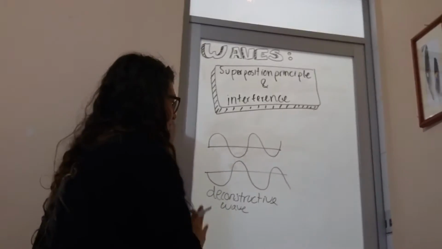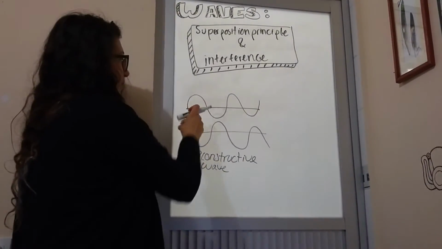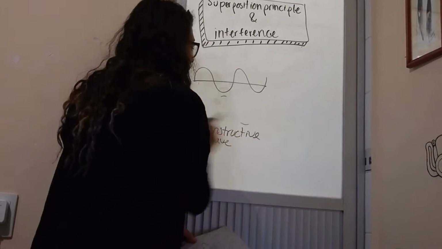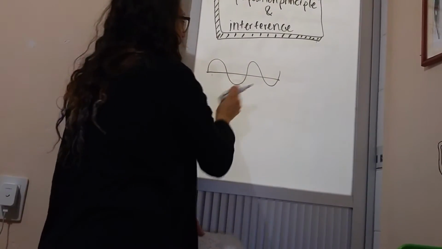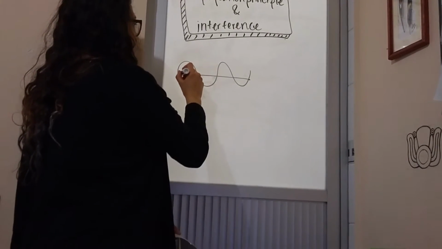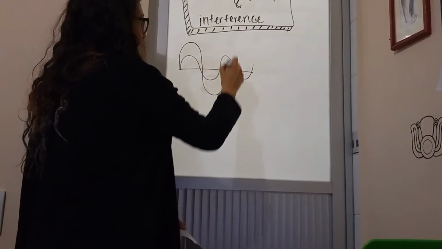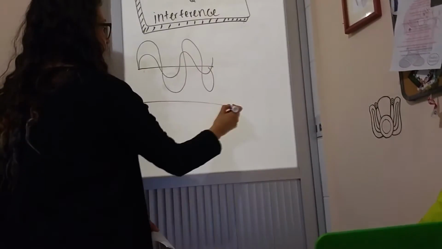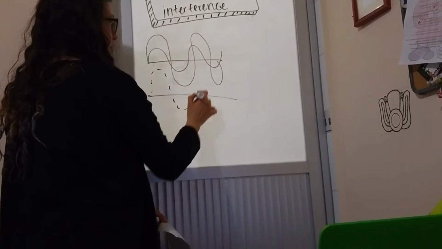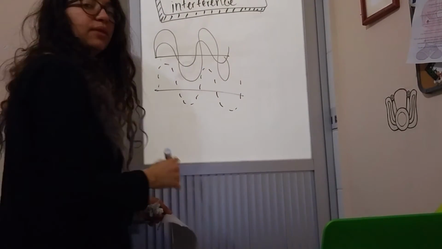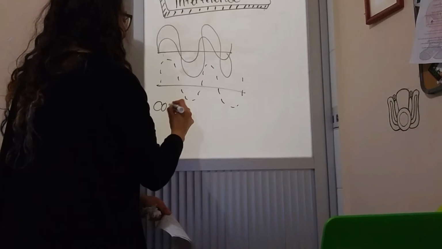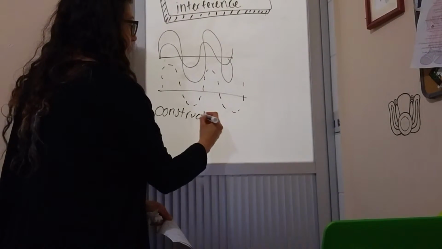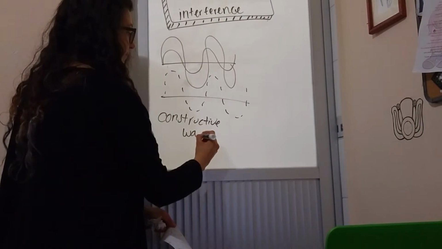But if we have this wave and then we have another wave that will make the wave larger, for example here, and the result will be another wave, a bigger wave, then we are saying that is a constructive wave.